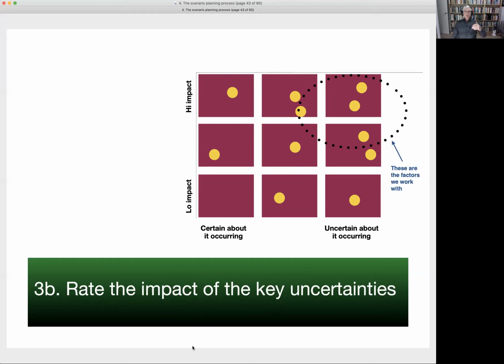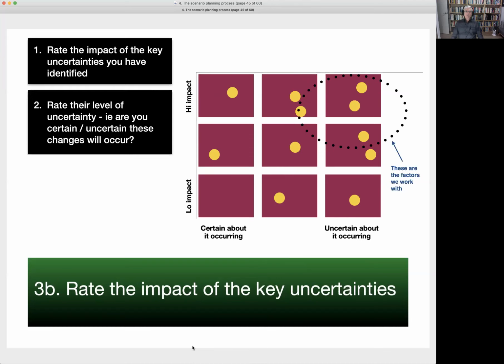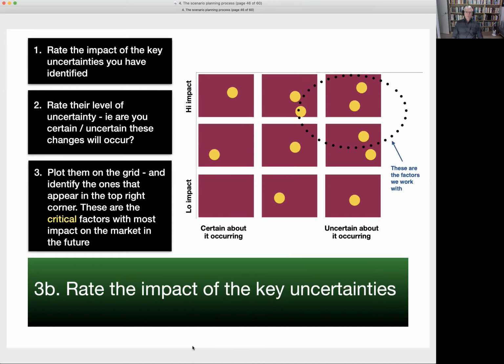So the third part of the process is an environmental scan to identify the uncertainties and then to prioritize them. So we rate the uncertainties, the impact, we rate the level of uncertainty, and we plot them on the grid.